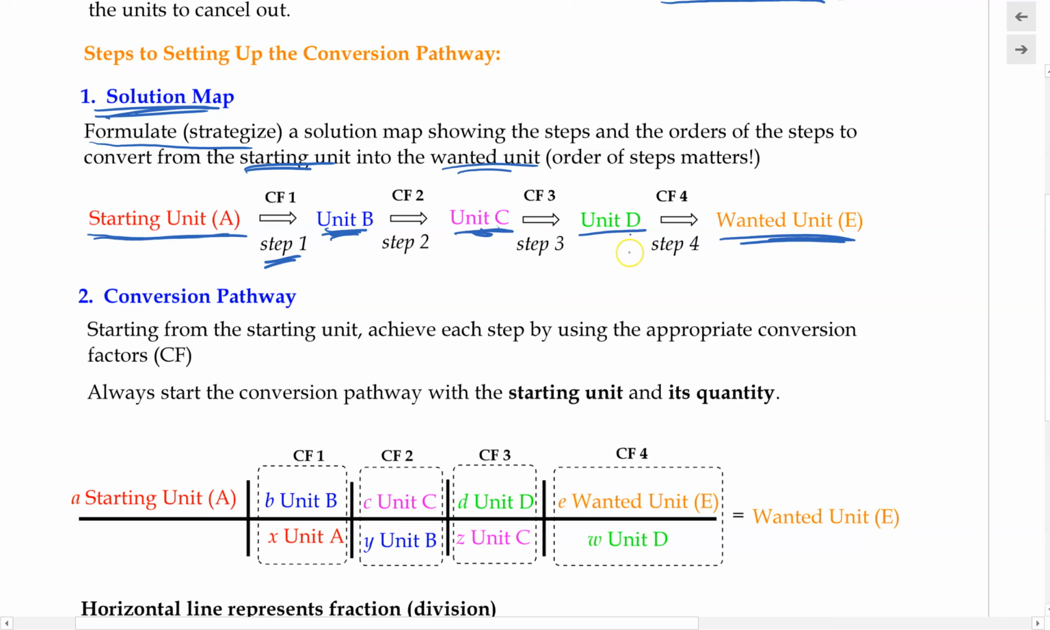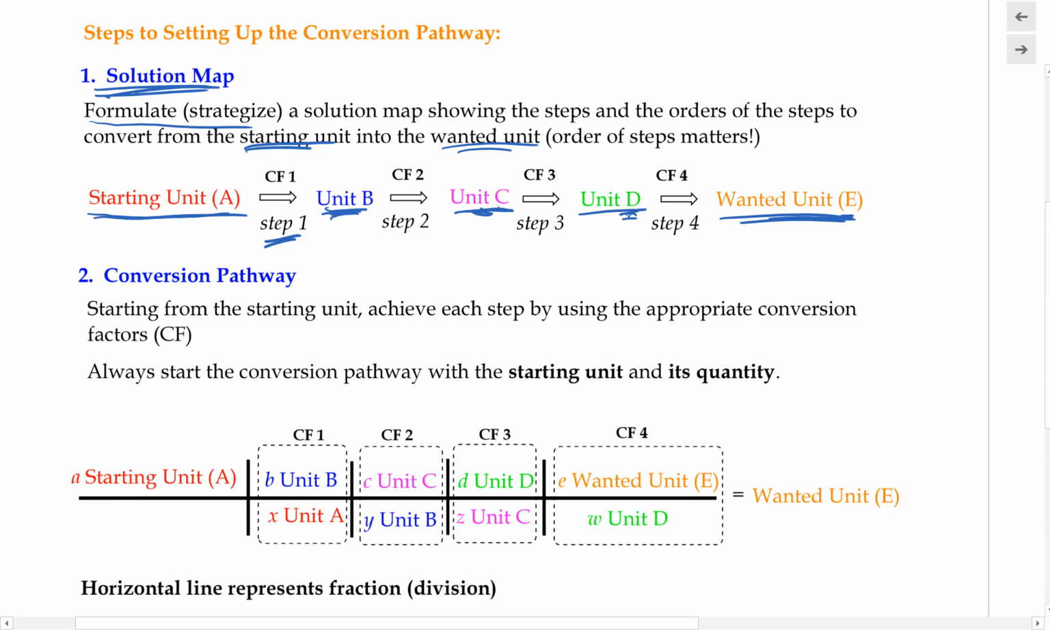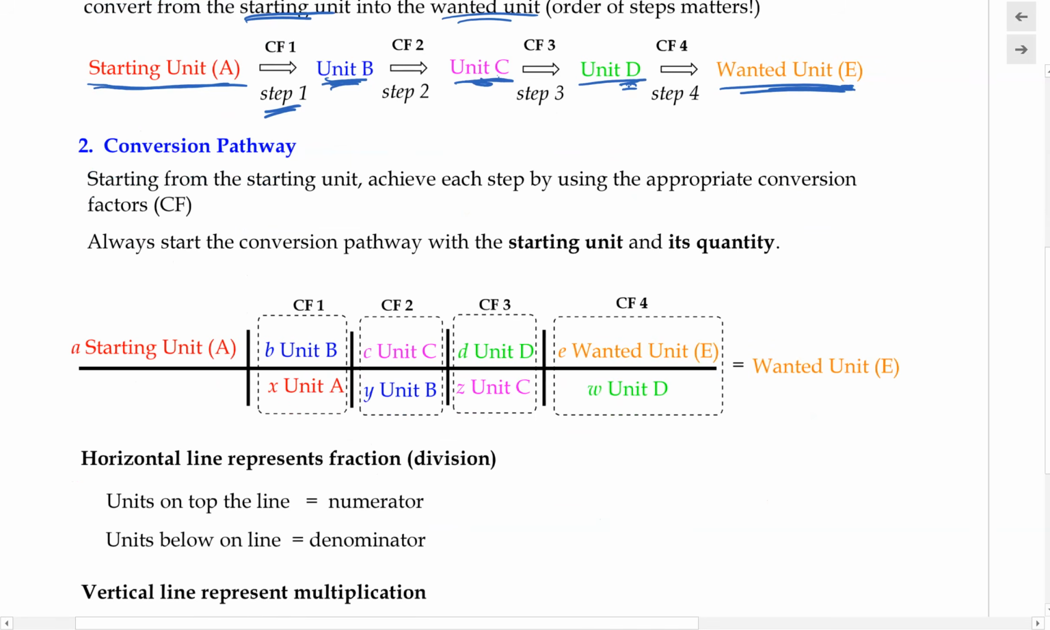And then finally, to be able to convert from unit D into the wanted unit E, you now need another conversion factor in a separate step that will relate unit D to unit E. And that's how we'll be able to do it. So that's what this solution map is. It shows us step by step how to ultimately convert from unit A into unit E. And finally, the conversion pathway.